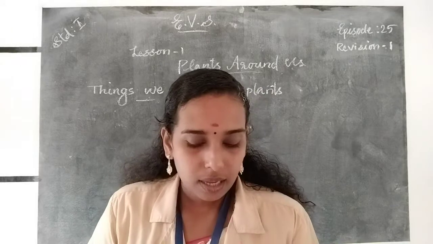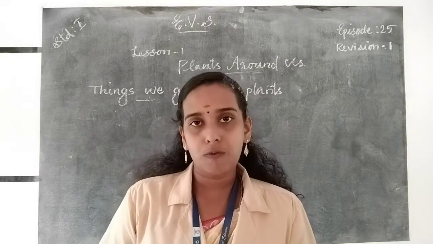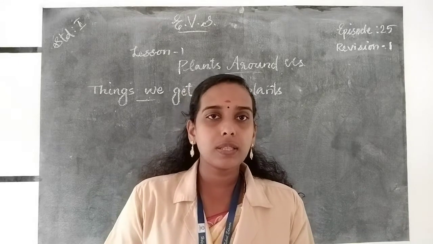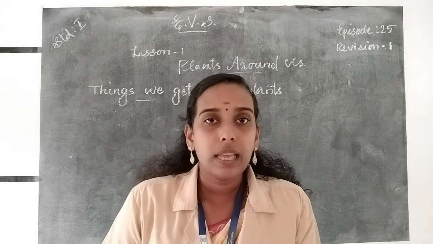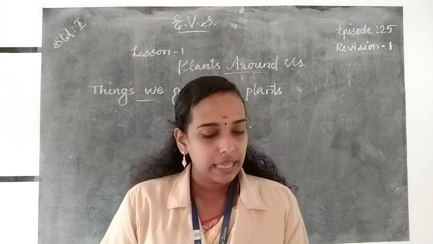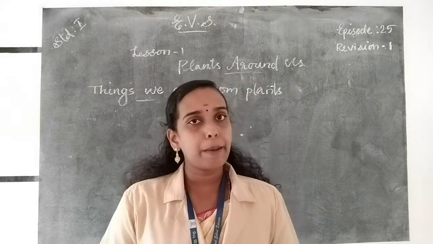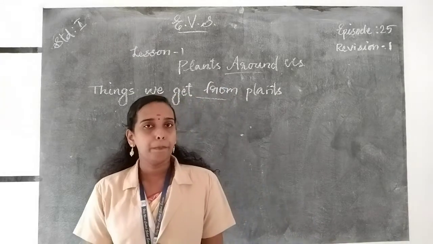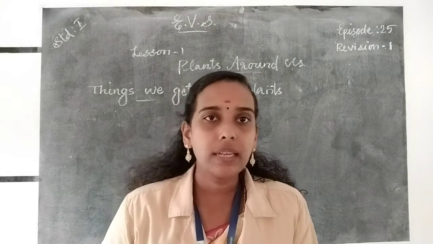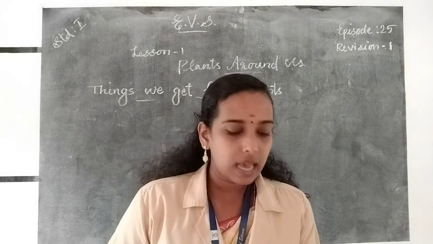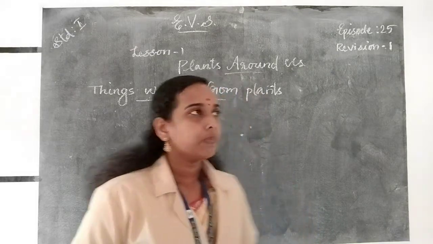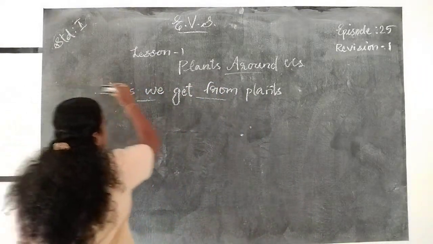Then we discussed parts of a plant. Which are the main 2 parts of a plant? The root and shoot. The parts of a plant include its roots, stem, leaves, branches, flowers, fruits and seeds. So these are the main parts of plants.